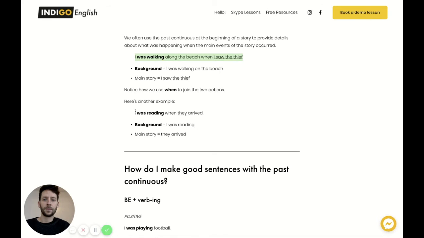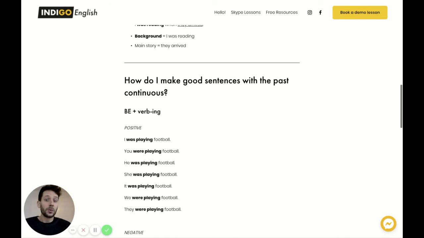Another example here. I was reading when they arrived. That's the same example that we talked about just then. So a long action in progress and then the main actions of the story. Notice how we use when to join the two actions. So I was reading when they arrived. So we use this word when to join the two actions, the past continuous and the past simple.